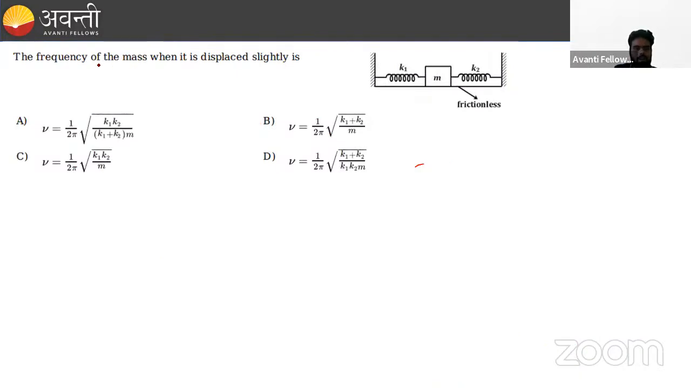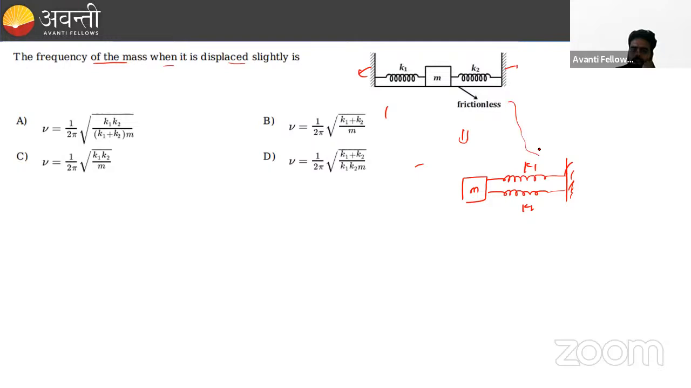In this problem, what is given is the frequency of the mass when it is slightly displaced. Whenever you see this type of situation, just think whether both springs are attached in series or parallel. We can simplify this combination in this manner. This is a fixed position, and this is also a fixed position, and if we put the two fixed positions at the same place, this can be replaced in this manner. Both fixed positions are replaced by a single position, and this is K1, this is K2. So it is very clear that both springs are arranged in parallel.